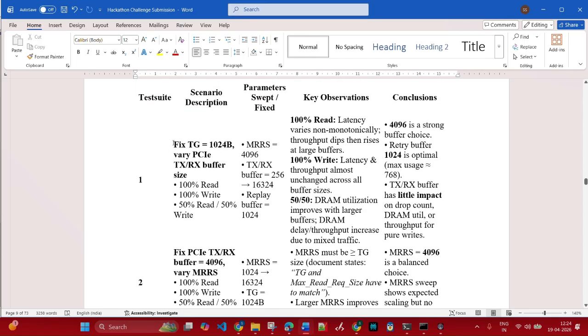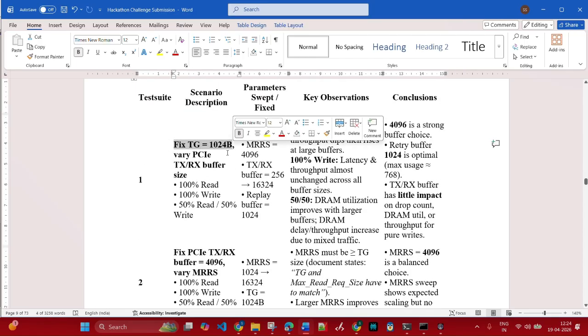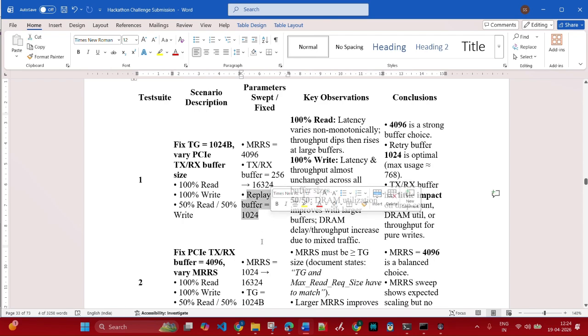Once I fix my TG, I'm generating 1024 bytes constantly, and I'm varying only the PCI TX RX buffer size. I'm running this test in 100% read, 100% write, and 50% read or write. What I'm varying is my TX RX buffer size from 256 to 16384, and my replay retry buffer I've kept at 1024, because in my write transaction I have observed that 768 or 800 or 850 retry buffer is getting occupied in the buffer usage stat. So I'm seeing that much.